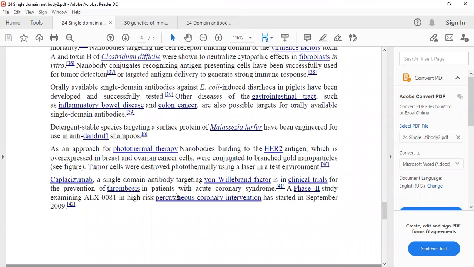Here are some examples given for the single domain antibodies.